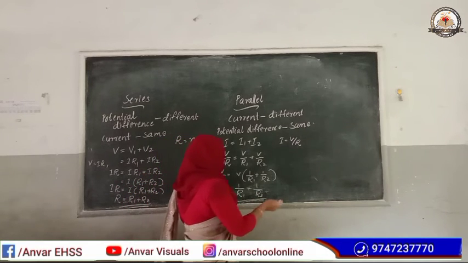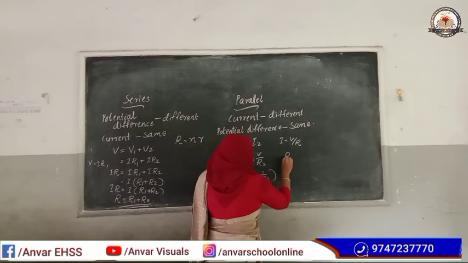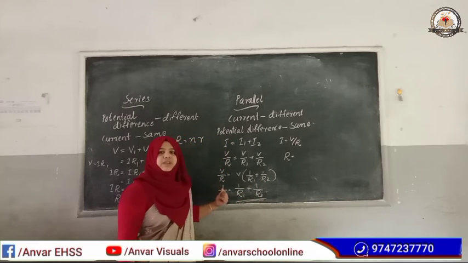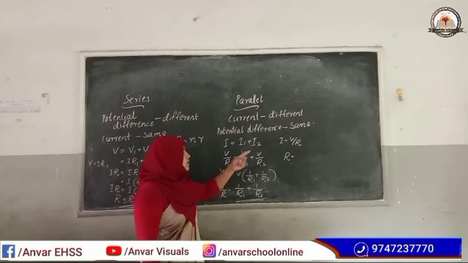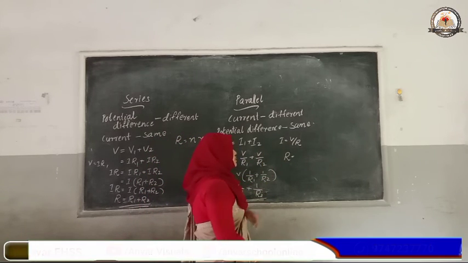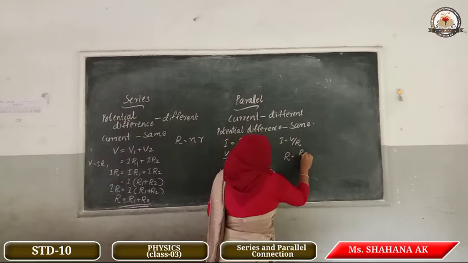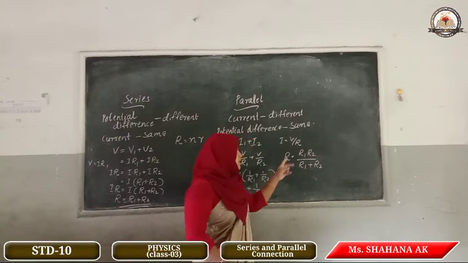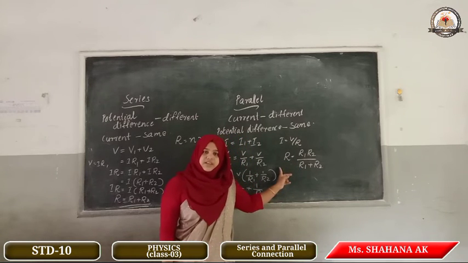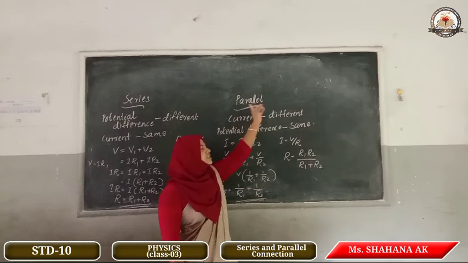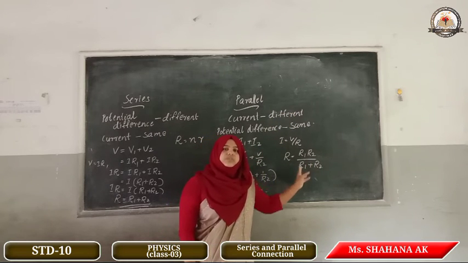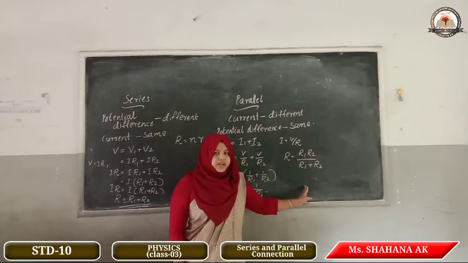Then here we are changing this equation like this. Using this particular equation, we are finding the value of 1 by R. So the total resistance R is equal to R1 R2 divided by R1 plus R2. The total resistance across the circuit when we are connecting the resistors in parallel combination, R is equal to R1 R2 divided by R1 plus R2.